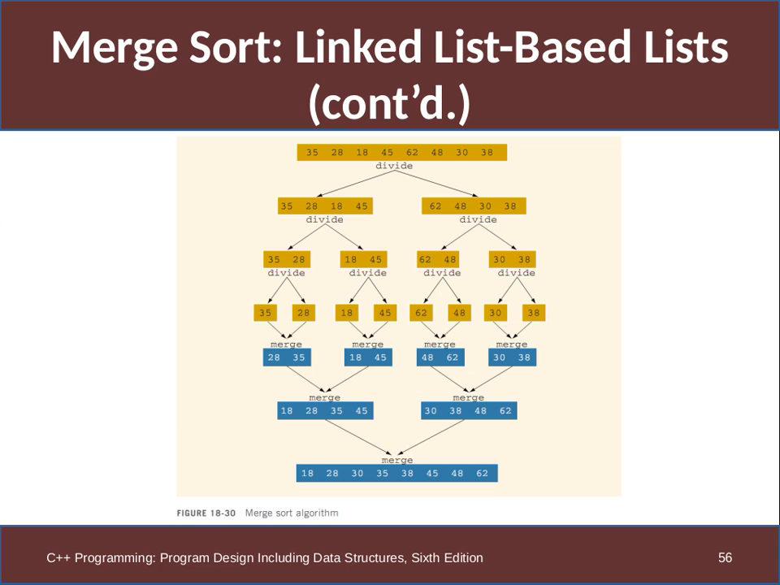Orange or blue? Blue. Blue, yeah, there's no comparisons in the orange. The orange is just setting up recursive calls. That's all it's doing. So really, you're just doing the comparisons of the merge. At each level, how many comparisons are done? O of n. You're doing n comparisons. And how many levels are there?